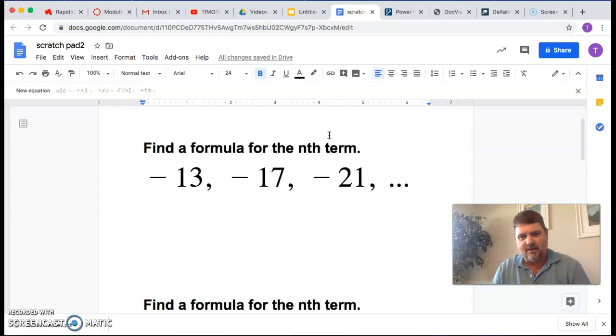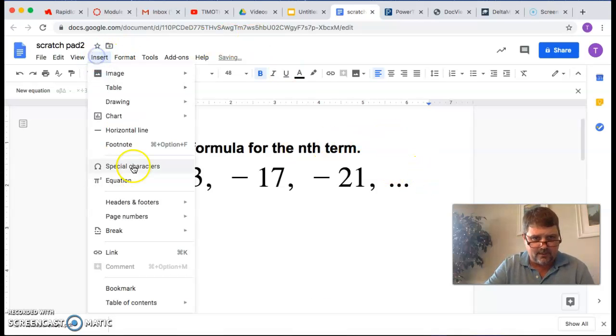Now, the first problem we've got right here says find the formula for the nth term. So we're just looking for a formula, and the very first thing we've got to do is determine what type of sequence we have. So far, the ones we've been talking about were either geometric or arithmetic. And if you're looking at this, someone might say, well, it's obviously going down by 4 each time, negative 13, negative 17, negative 21, and that would be correct.